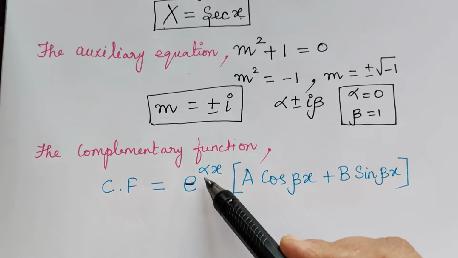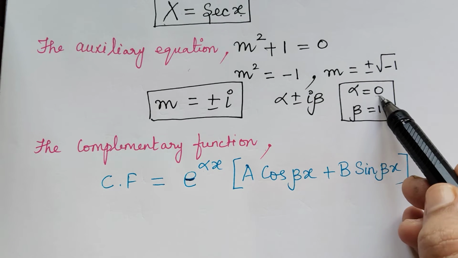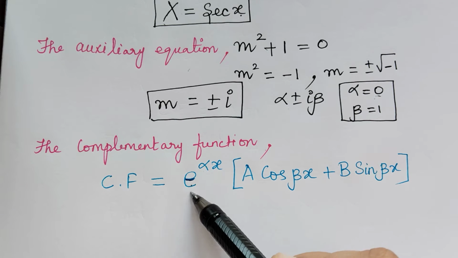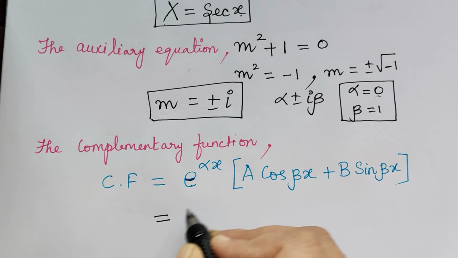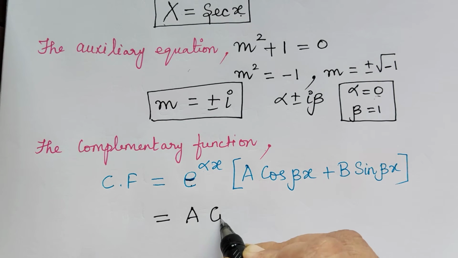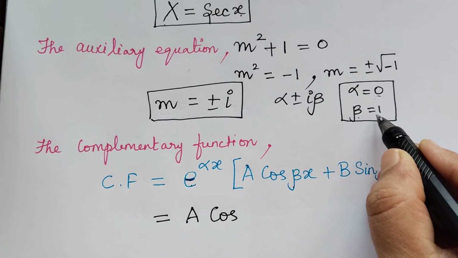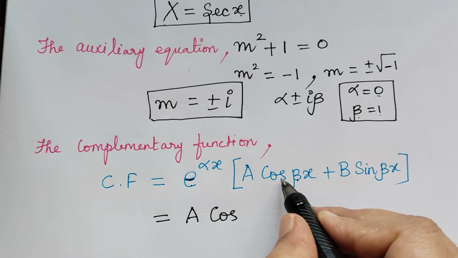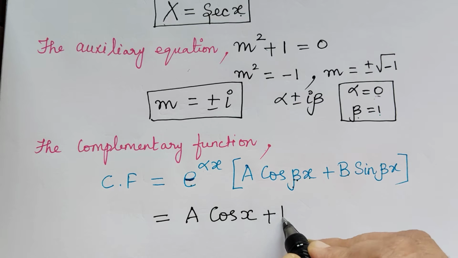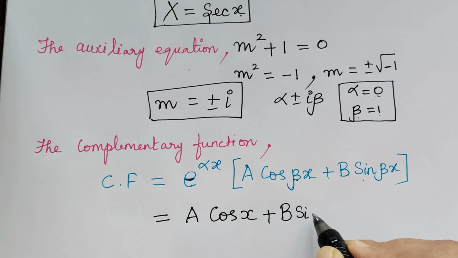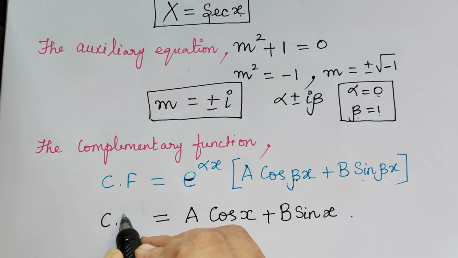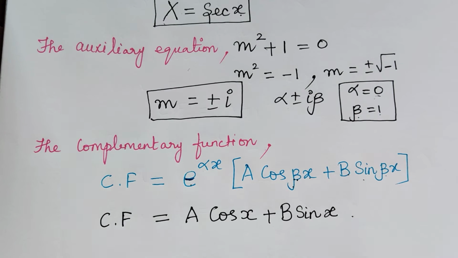Now here at the place of alpha, when we substitute 0, we will have e power 0, and we know that the value of e power 0 is 1. So this value will become 1, and so we will have A cos, and what is the value of beta? Beta is equal to 1. So beta x is 1x, so it will be cos x, plus capital B sin beta x. The value of beta is 1, so it will be only x. So therefore we have obtained the complementary function.